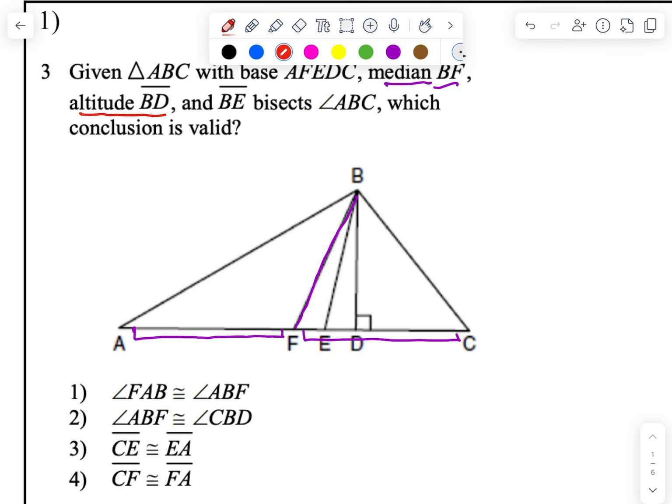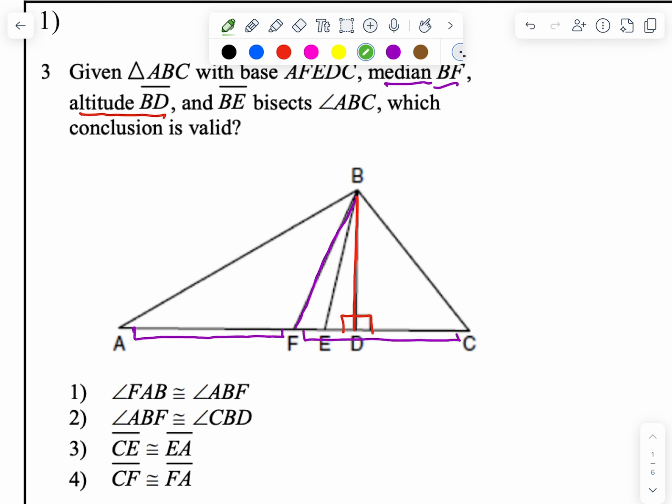We have altitude BD. An altitude is just a perpendicular line. So the only conclusion that I can draw from knowing that BD is an altitude is that it creates two right angles, angle BDC and angle BDA. I don't see that as an answer choice.